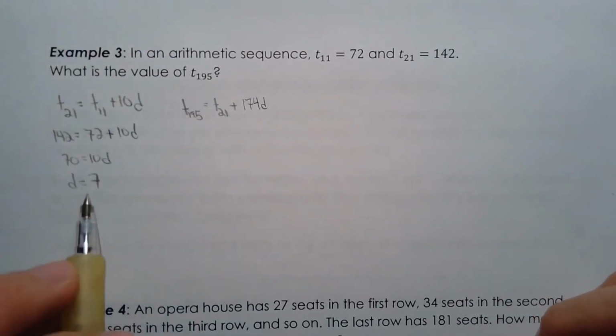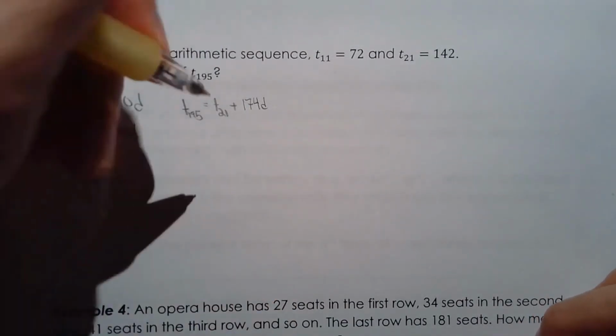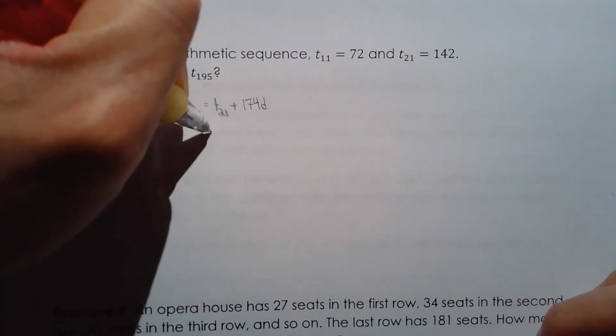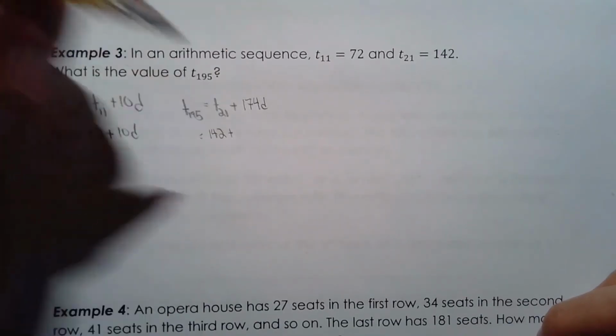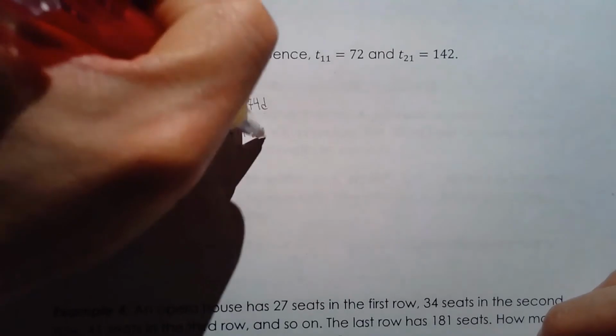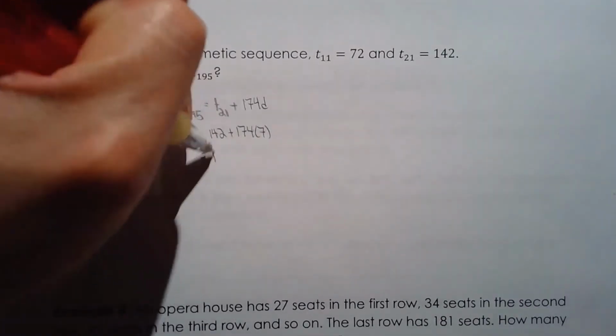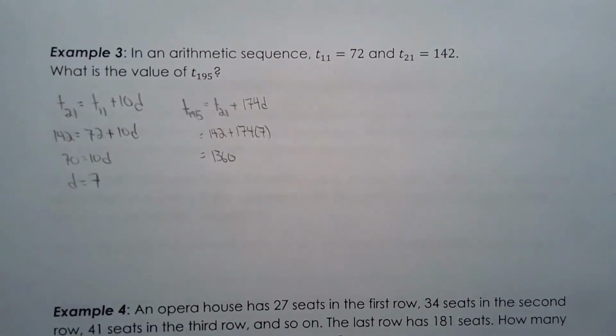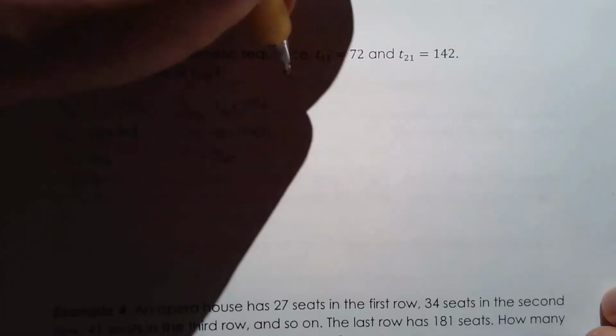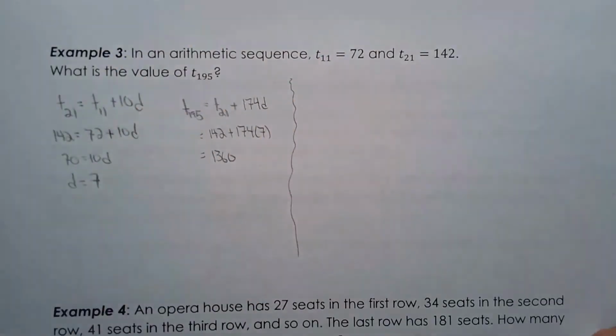So since I know what d is and I know the 21st term, this one shouldn't be too bad. So the 21st term is 142, and the common difference is 7. So, perfect, 1360. All right, so that to me is the most efficient way of doing it.